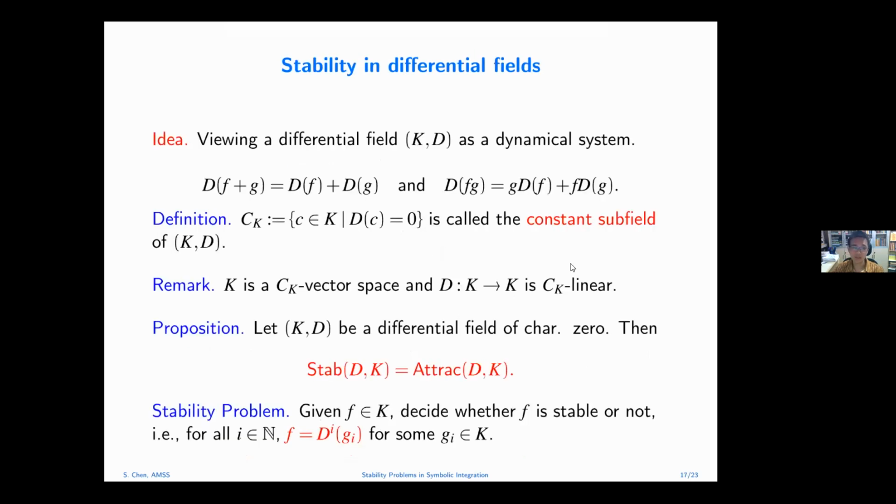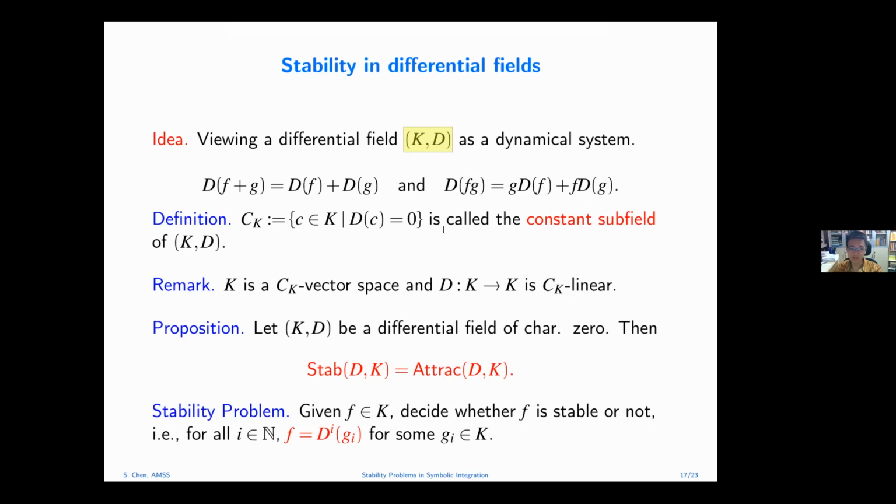So now let me talk about the stability problem in differential fields. The idea is actually quite simple. You just view a differential field as a discrete dynamical system, where the set is K and the self-map is just the derivation. Then you can view this pair as a differential dynamical system. And then the natural question is, what are the stable set and the attractive set in this setting?